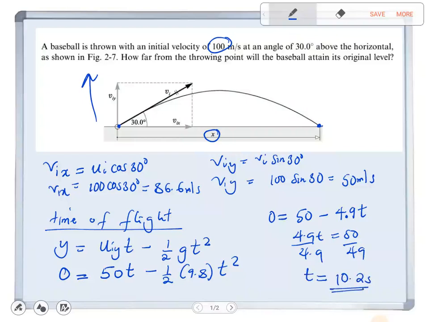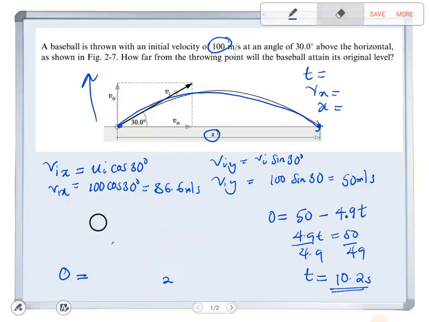This is the time it took to move from here to there. Now that we know the time and we know the velocity in the x, can we fail to find the distance in the x? No, we cannot, because in the x-axis this is just distance and speed. So I can erase this one.